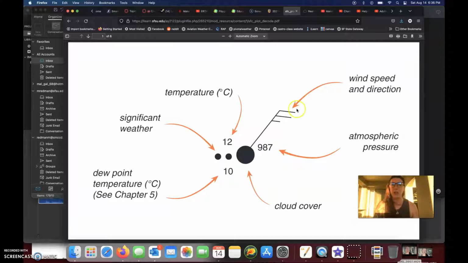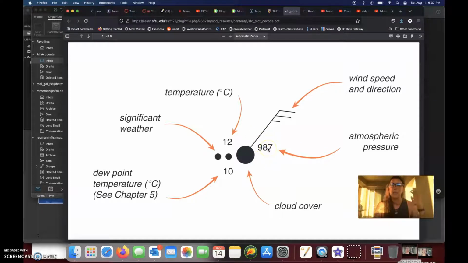Here, this little barb here is what we call a wind barb, and this gives us wind speed and direction, gives us both. And these little prongs here, for lack of a better word, give us the wind speed, and then where the barb is pointing towards is where the wind is coming from. So it's going to be a little bit confusing, but in this particular example, the wind would be coming from the northeast.